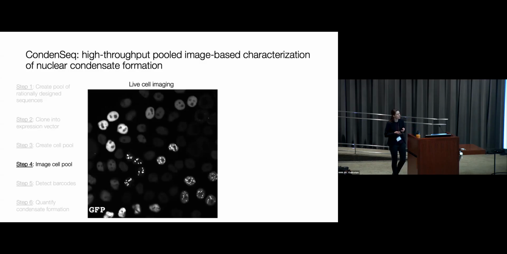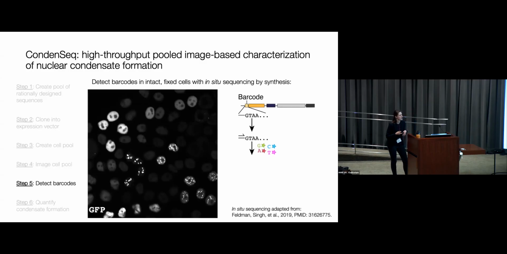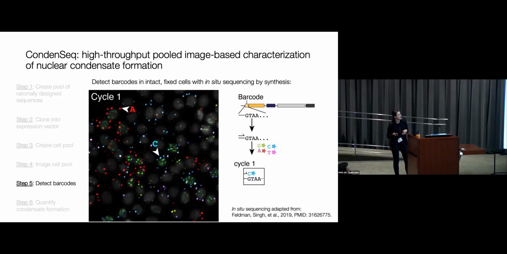And then because this is in a pooled format, we need to figure out which protein or which cell is expressing which protein sequence. And to do this, we use this in situ sequencing by synthesis technique developed by Paul Blainey's lab at the Broad Institute. So essentially what we do is we synthesize a complementary strand of DNA to this barcode sequence using fluorescently labeled nucleotides, imaging after each nucleotide incorporation. So you see these colorful spots showing up.